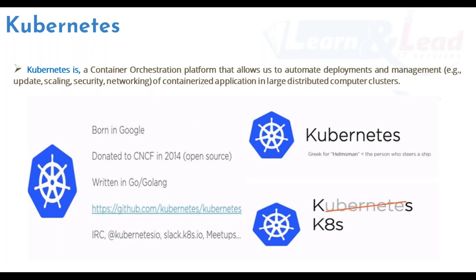Now, the language that it is written in is called the Go language. Kubernetes is developed in Go, and Docker is also developed in Go itself. That is what it is.